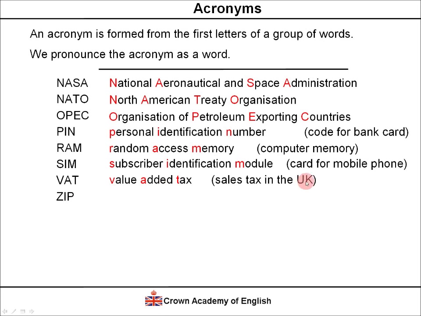And here is the sales tax again. And here we can use it as an acronym. So when we use it as an acronym, we pronounce it VAT. So it's the same, it's value added tax, and this is the sales tax in the UK. ZIP, this is Zone Improvement Plan, and this is in fact the postcode in the USA. So this is part of the postal address in the USA.